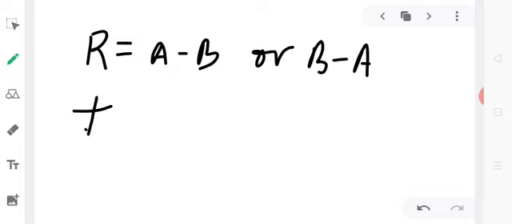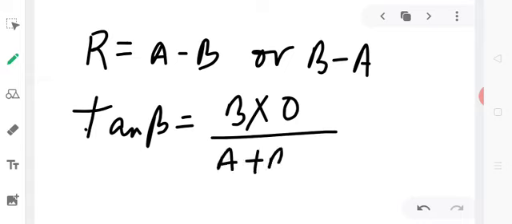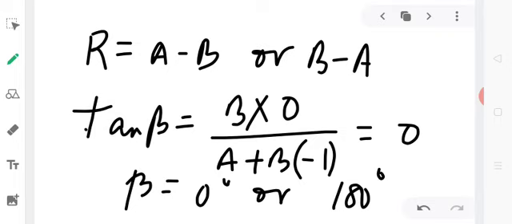Again, tan of beta will be equal to B sin theta, divided by A plus B cos theta. So that will be equal to 0. So beta will be equal to 0 degree or 180 degree. So thus for two vectors acting in opposite directions, the magnitude of the resultant vector is equal to the difference of the magnitudes of the two vectors and acts in the direction of the bigger vector.